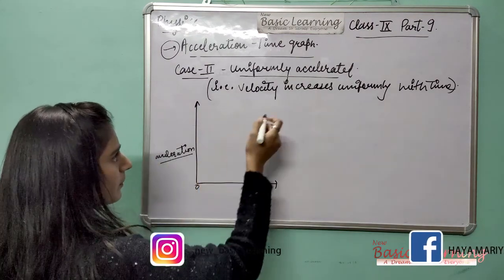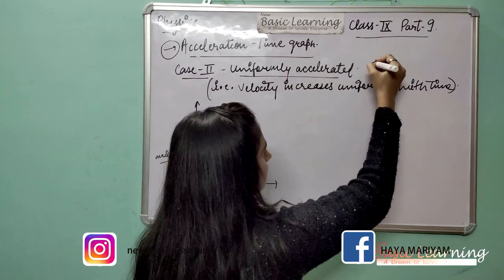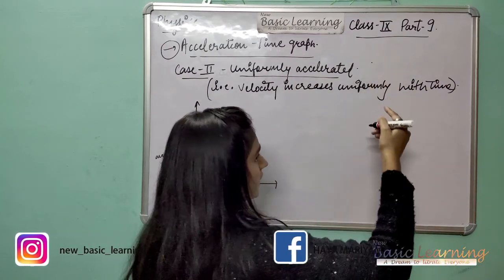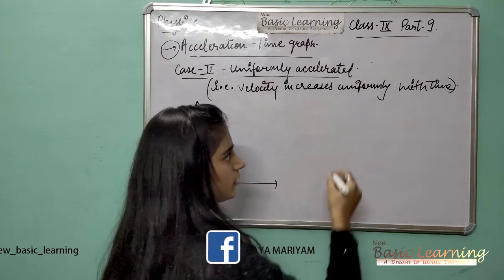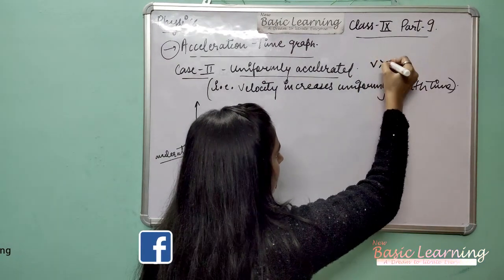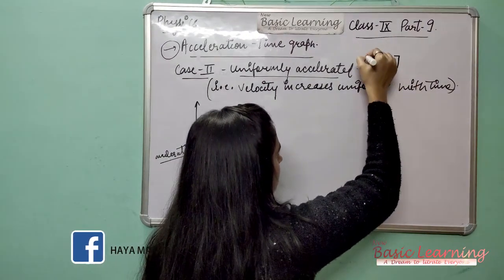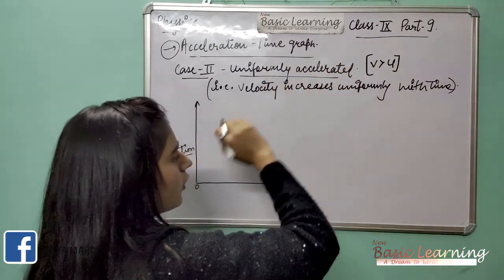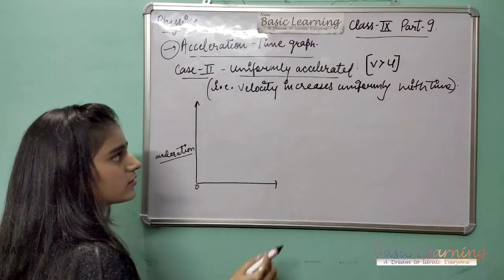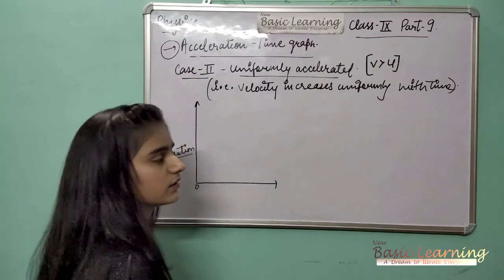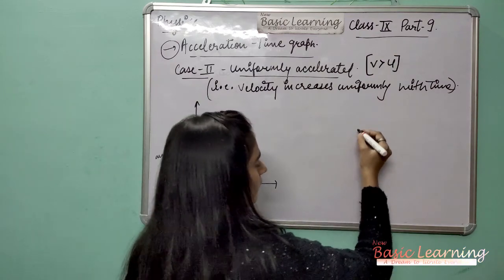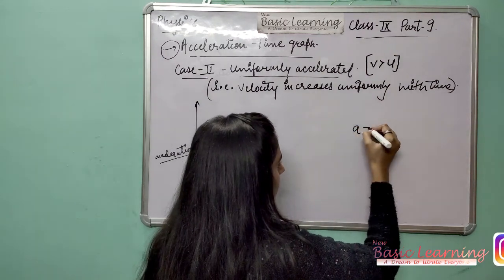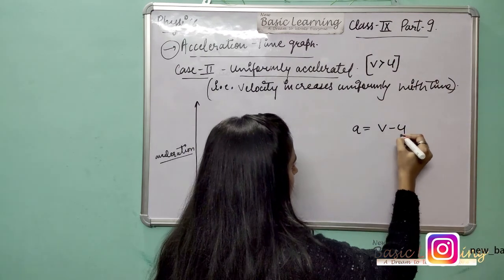Here you have to keep in mind that the final velocity is always greater than the initial velocity when we talk about uniformly accelerated motion. So final velocity is always greater than initial velocity. Then we can analyze that acceleration is equal to v minus u upon t.